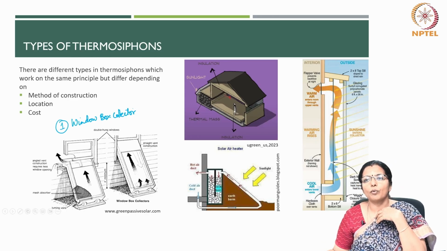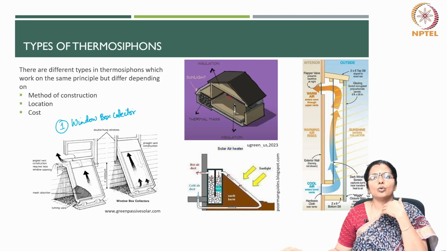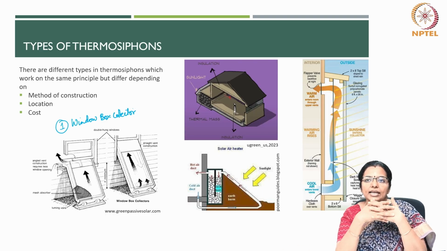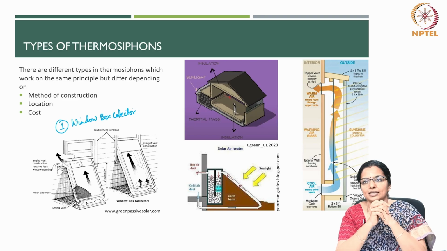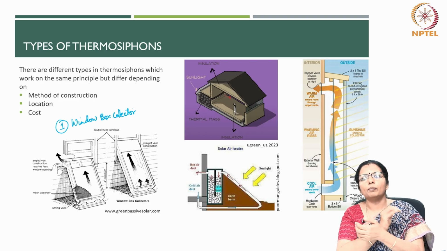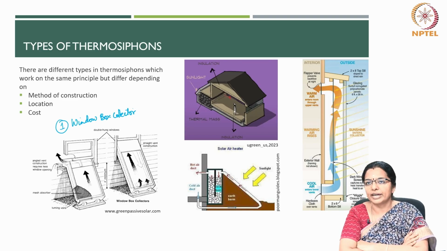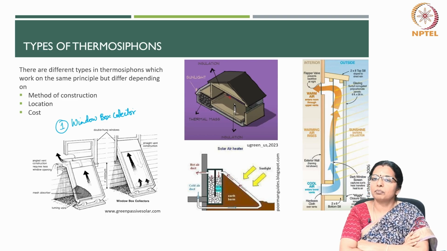The window box collectors are portable, easy to construct and low cost collectors that can be placed in the window whenever required and do not need any special considerations during the design stage. These cannot be used to store heat for later use. It is preferable for locations that require heating for only a few months throughout the year.